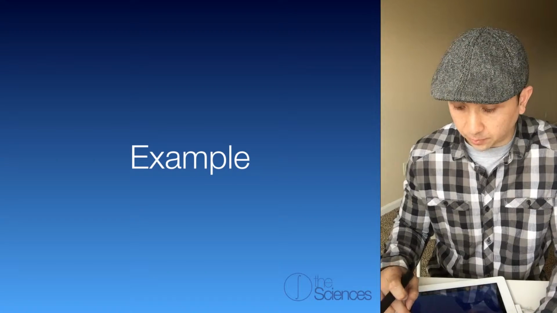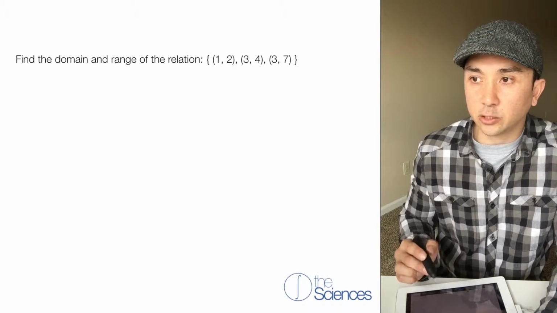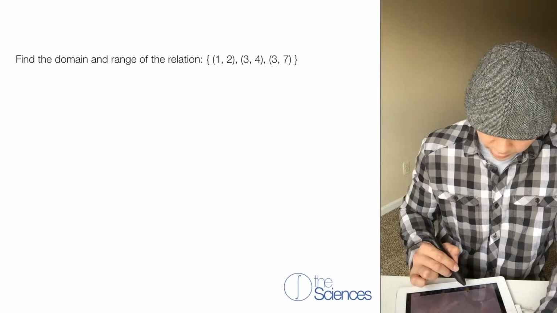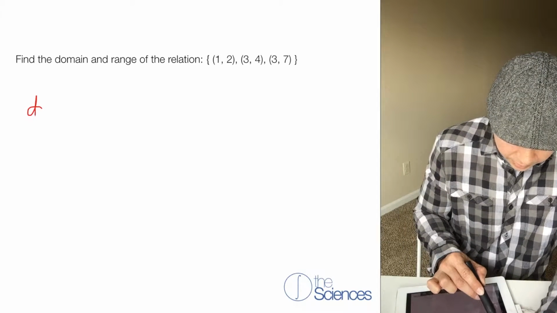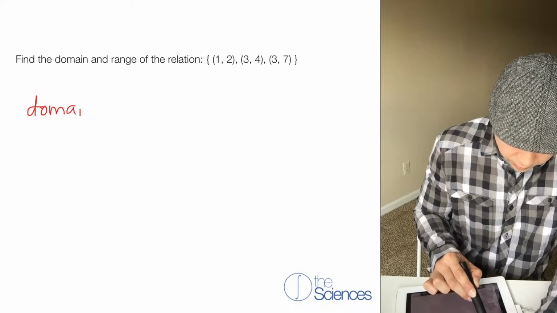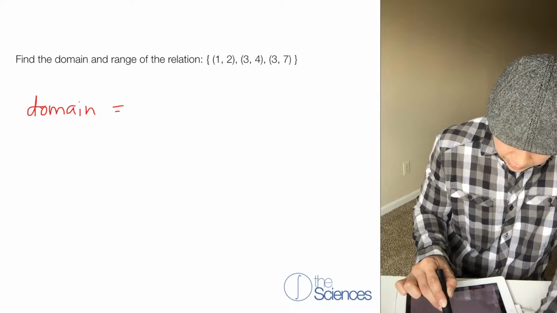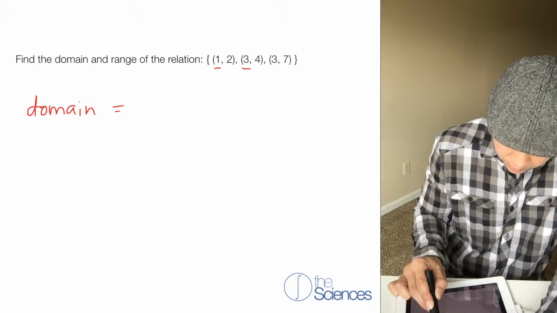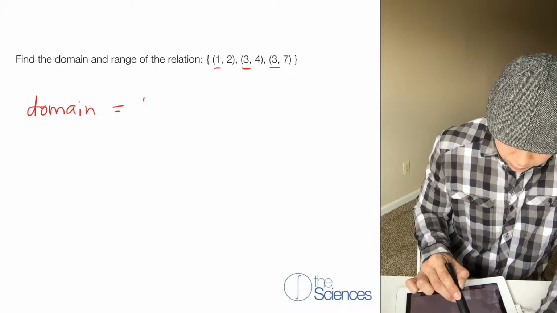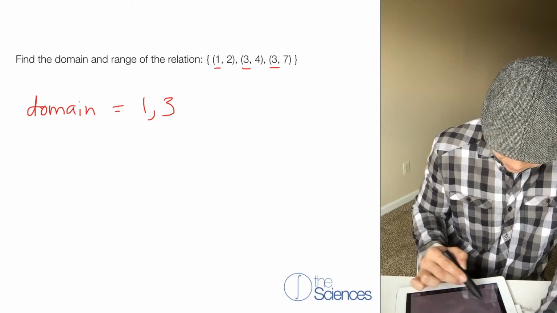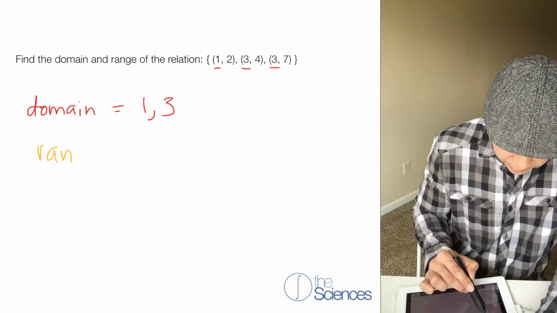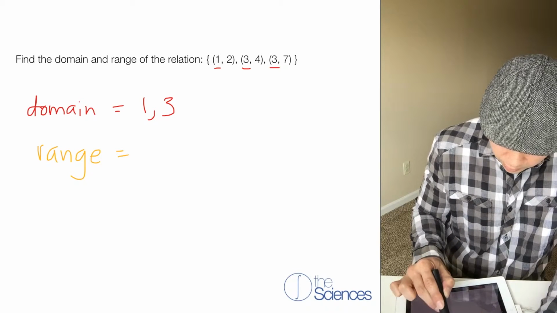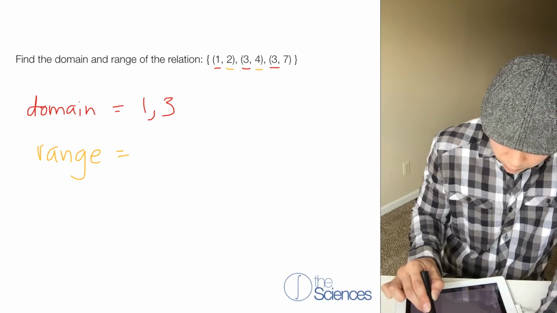So let's do an example. Let's find the domain and range of the relation. Well, the domain is just the first set of numbers. So here it's 1, 3, and we have 3 there. So our domain is 1 and 3. Now our range is the second set of numbers. So it's 2, 4, and 7.